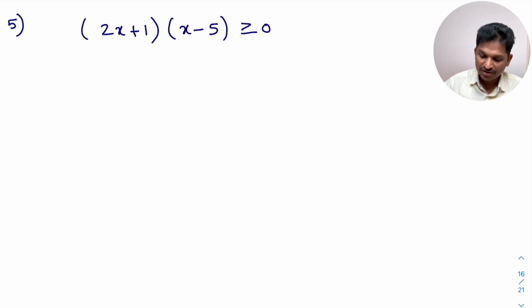Okay, come to this inequality: 2x plus 1 into x minus 5 greater than or equal to 0. Here I said that these must be linear factors.